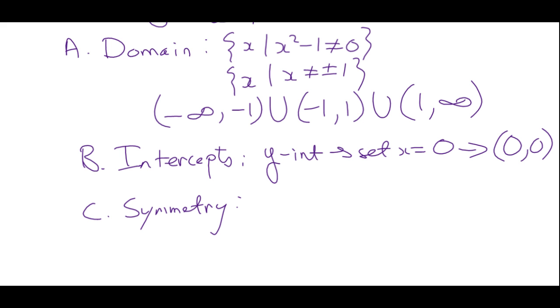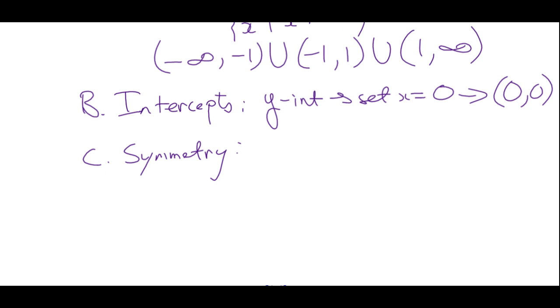Symmetry. I always find it and then I never use it when I sketch, but if you actually bothered to use it, if it's even symmetry, you only need to sketch from 0 to the right and then reflect that, right? And you'll have the thing. And if it's odd symmetry, again, you only need to sketch from 0 to the right and then do a dual reflection or a rotation of 180 degrees around the origin. Okay?